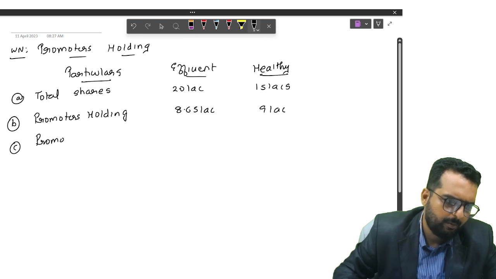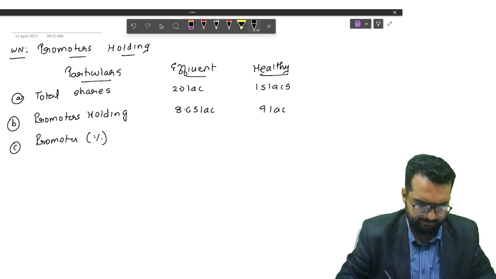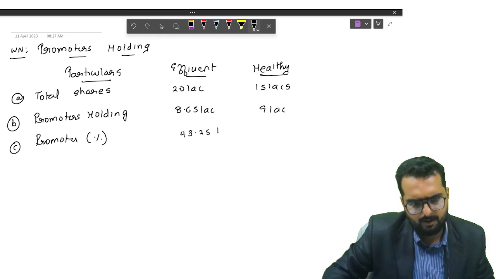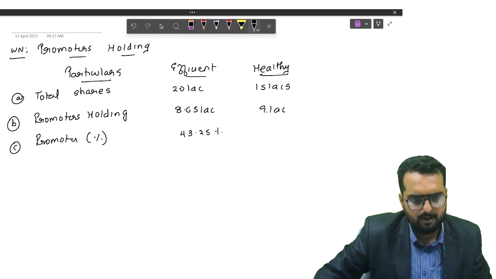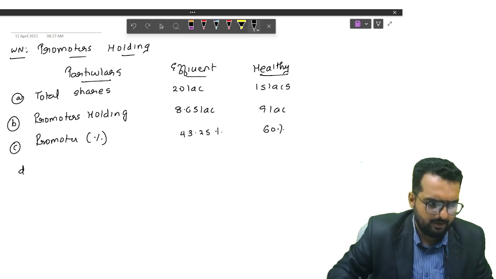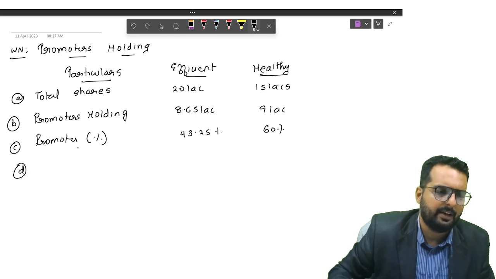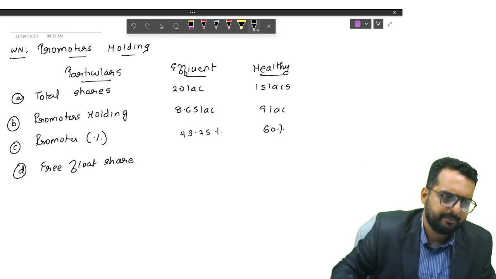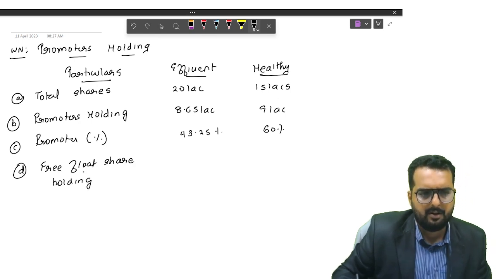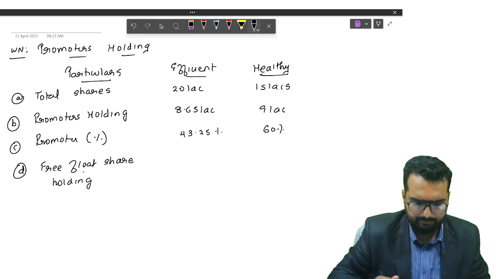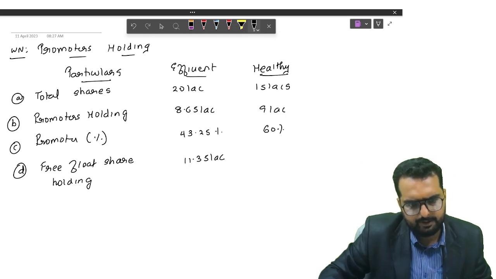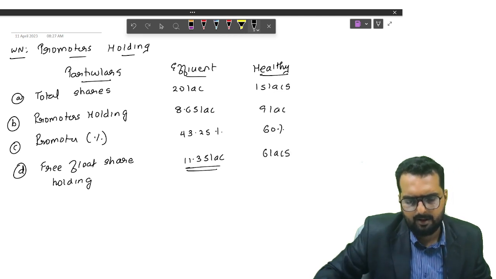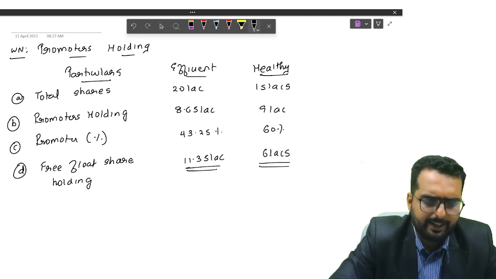From this, can I find out the promoters holding in percentage? And the second one turns out to be 60%. From this, can I find out the free float shareholding? That would turn out to be 11.35 lakhs and the other one would turn out to be 6 lakhs. Alright, so we'll keep it like this so far.